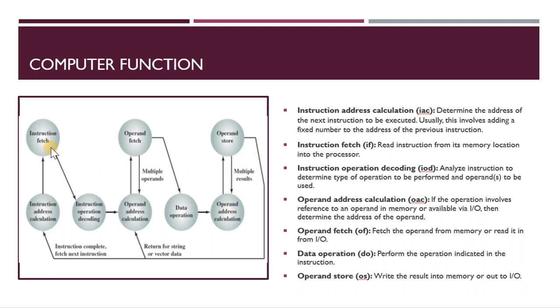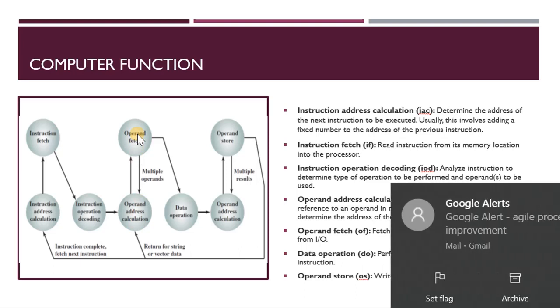Next, the instruction fetch reads the instruction from its memory location into the processor. Next is the instruction operation decoding. The role is to analyze the instruction to determine the type of operation to be performed and the operands to be used. The next one is the operand address calculation. If the operation involves a reference to an operand in memory or available via input-output, then determine the address of the operand.